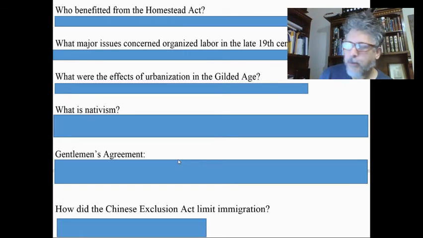Okay, we're going to do a couple more and then we're going to be done for the day, and I'm going to leave the rest for you to do later. So we'll do a couple more answers.